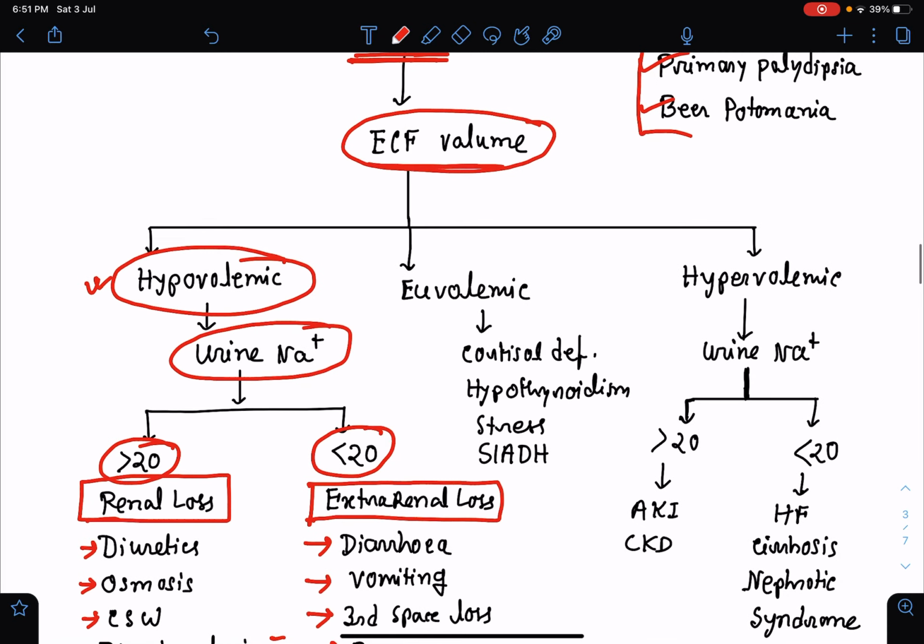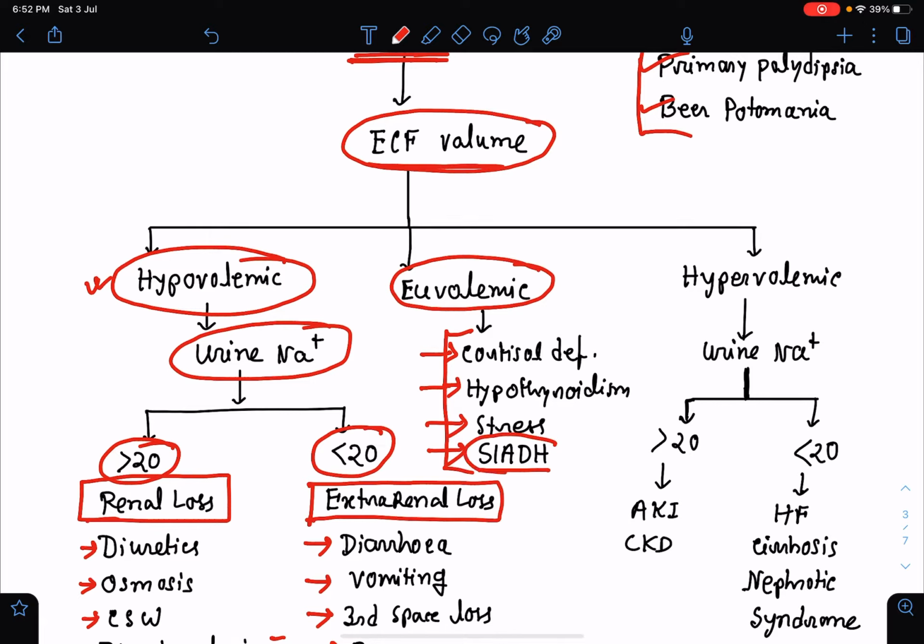Now, if the extracellular fluid volume is normal, that means there is euvolemia, then there are a few causes of hyponatremia. It can be due to cortisol deficiency, hypothyroidism, stress, or SIADH, that is syndrome of inappropriate antidiuretic hormone secretion. This is one of the very important and common causes of euvolemic hyponatremia.